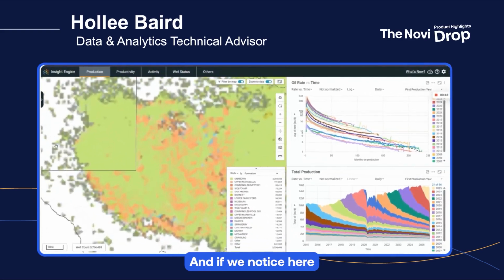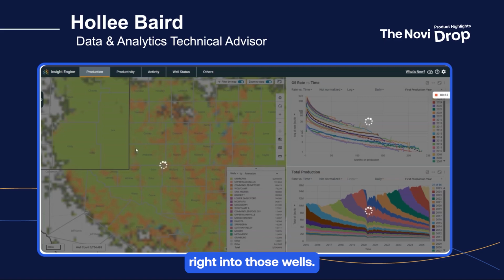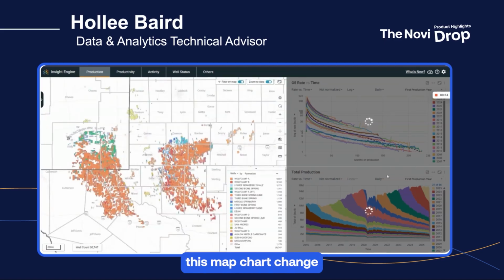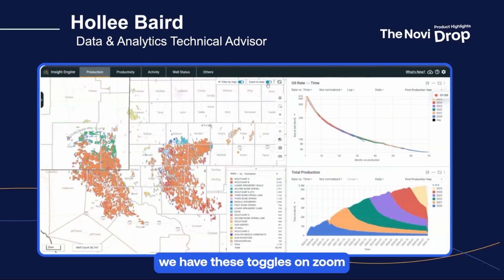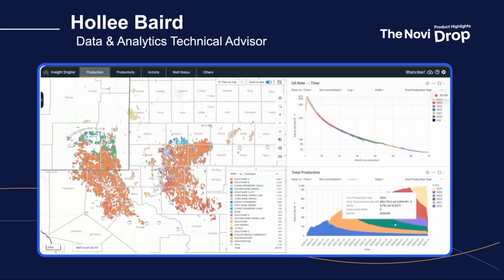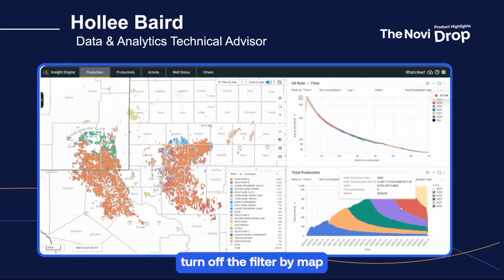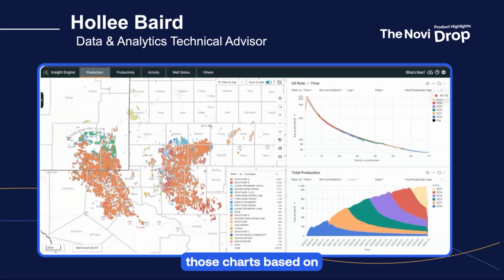Okay, and if we notice here, our map is zooming right into those wells, and you'll also notice these charts change based on what wells have been selected. That's because we have these toggles on, zoom to data and filter by map. We can turn those off. The filter by map toggle will not update those charts based on what's in the map.